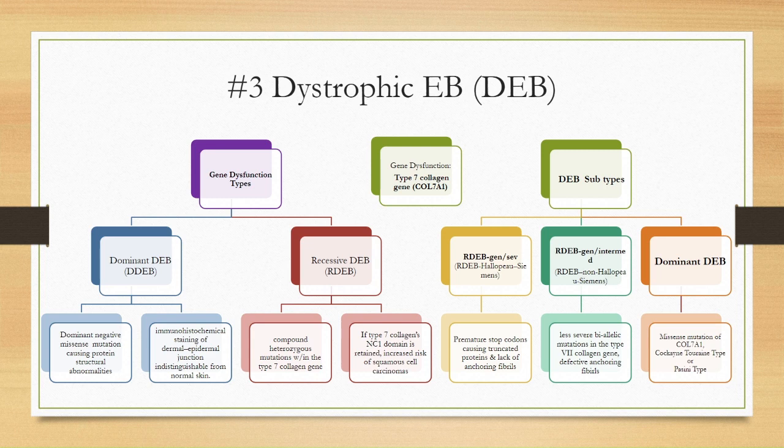Now looking at the subtype specifically, the Hallopeau-Siemens, also known as recessive dystrophic EB severe, has premature stop codons, usually causing truncated protein. So that's a little more severe, right? You have proteins that are just chopped off and completely non-functional. Recessive dystrophic EB intermediate, also non-Hallopeau-Siemens, usually has biallelic mutations, less severe, in the type 7 collagen gene, creating defective anchoring fibrils. Dominant DEB is a missense mutation of collagen 7A1 that is typically seen in the Cockayne-Touraine type or the Pasini type.